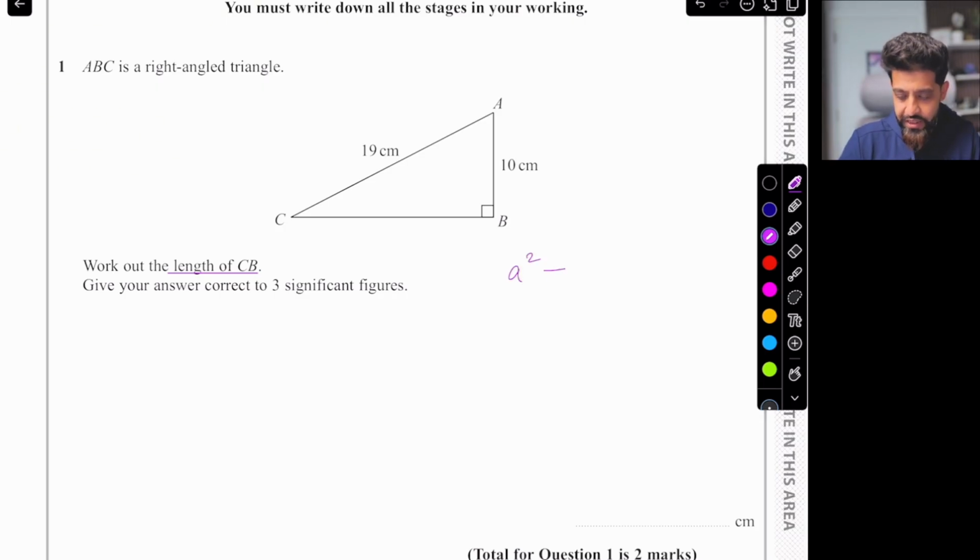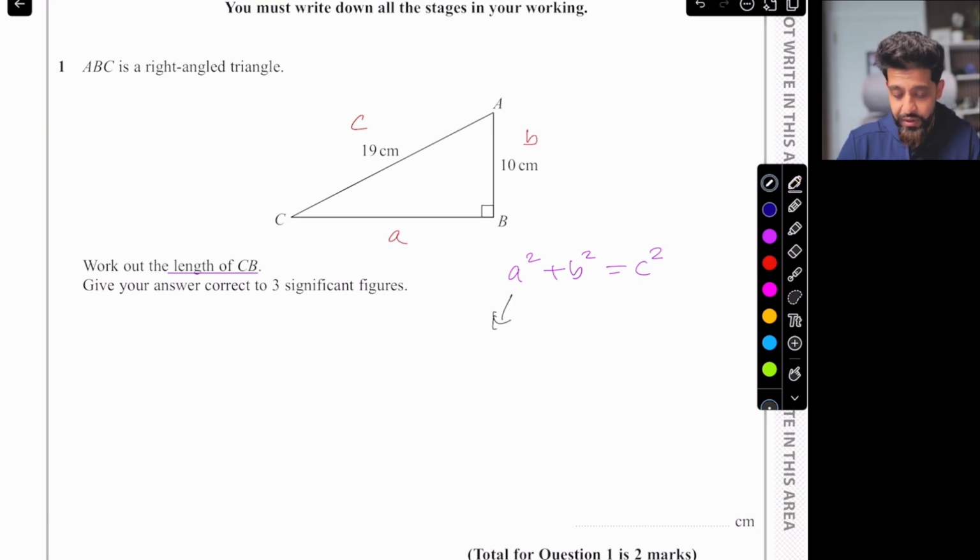What is Pythagoras? It's a squared plus b squared equals c squared, with c being the most important side. Students often get confused. They see some diagrams where c looks like it could be this side or that side. But just remember, the hypotenuse is your c, and it's the longest side, and it's always opposite the right angle. So that's the first side that you need to label correctly. A and b can be any of them, so we can call this one a and this one b, or vice versa.